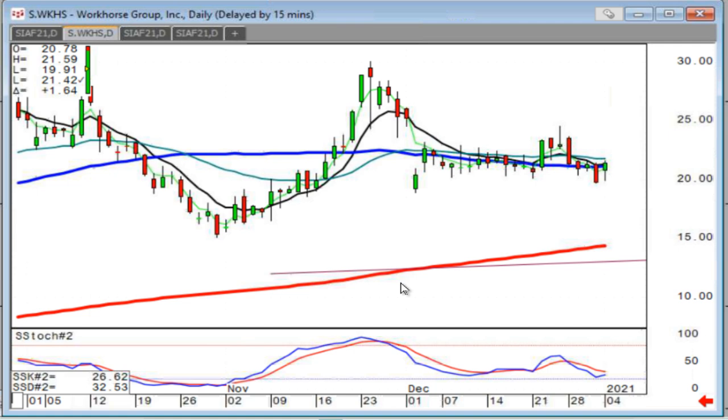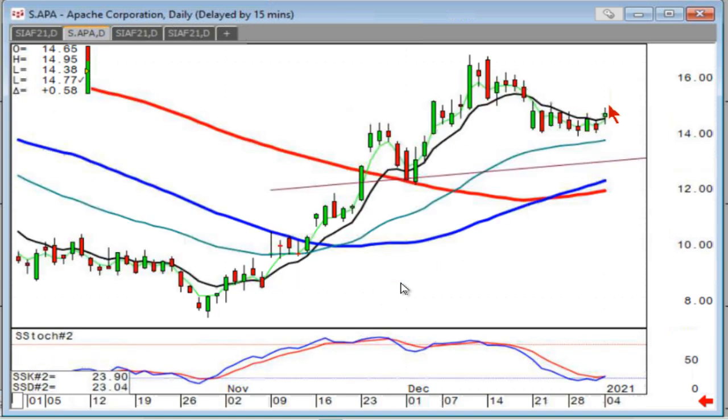So a stop limit, no, a buy limit. You don't want to do a stop limit. You want to do a buy stop. Let's say Apache, you're ready to buy, and you want to buy it if it trades above whatever the high was today. Let's say you want to put a buy stop at 15.